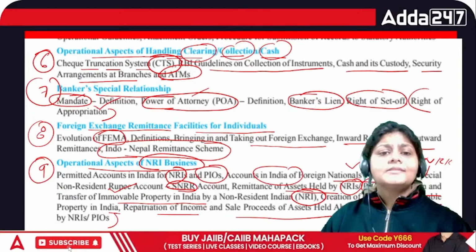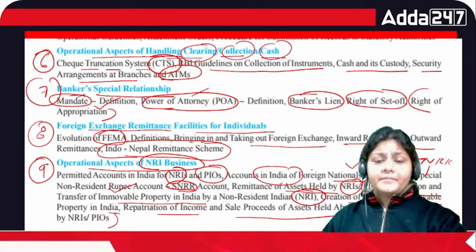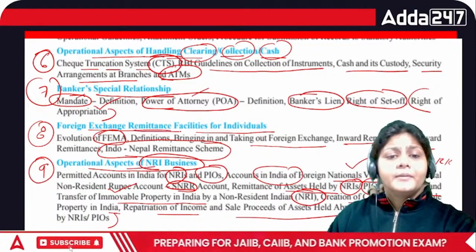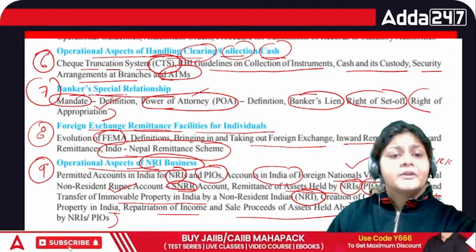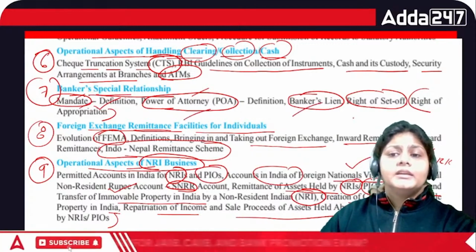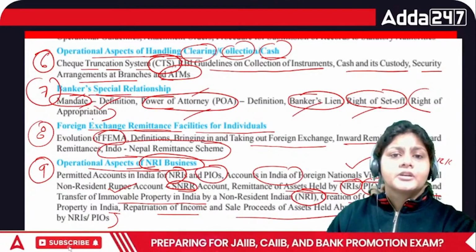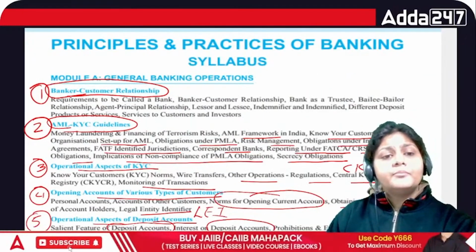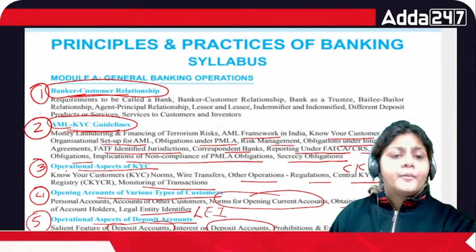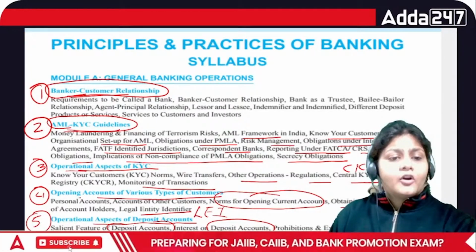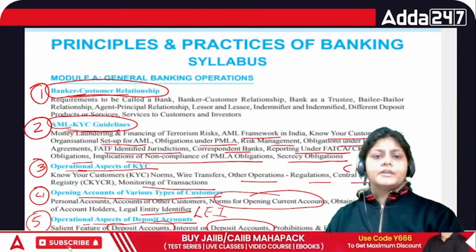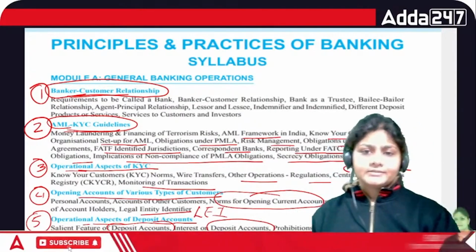So all these you have to cover in this chapter, right? That is the operational aspect of NRI banking, then remittance facility, banker special relationship, what is a mandate, what is a POA, what is a banker's lien, right of set-off, right of appropriation, okay? Then what is the meaning of banker and customer relationship, AML, KYC guidelines, operational aspect of KYC, opening accounts of various types of customers. All these we have to cover in Module A, right?